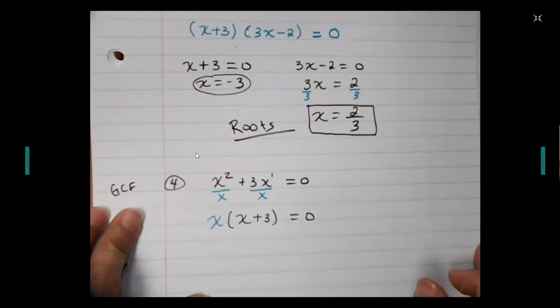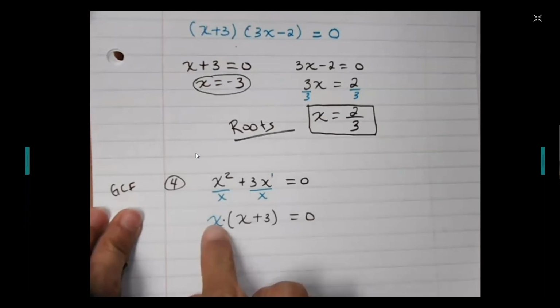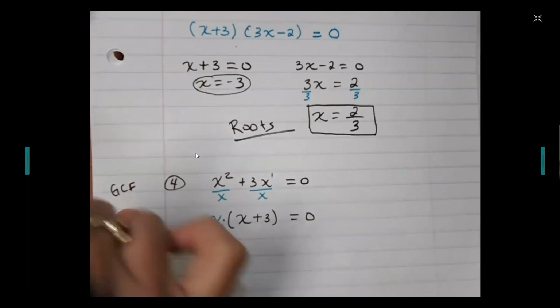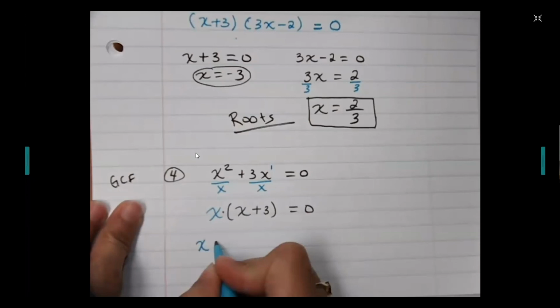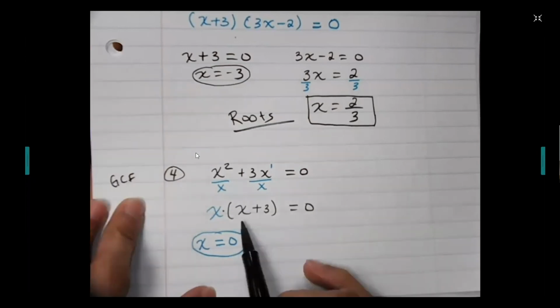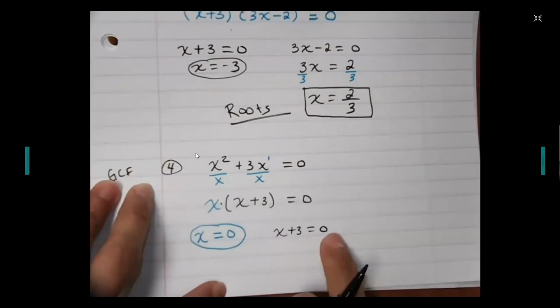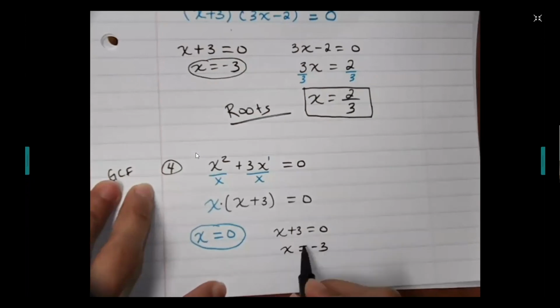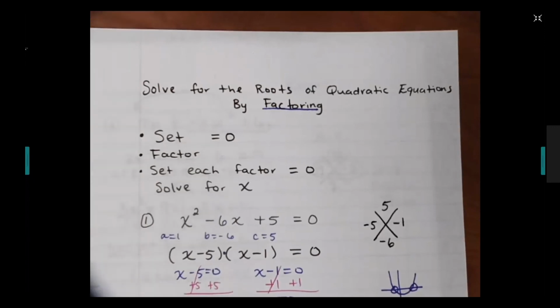Well, you technically still have two factors. It's x times x plus 3. So x is a factor, x plus 3 is a factor. So you still set each one equal to 0 and solve for x. x equals 0. That's already solved for, so you don't have to solve anything. So one of your roots is at x equals 0. Take your second factor, x plus 3. This one, just subtract 3 on both sides and you get x equals -3. Make sure it's set equal to 0, factor the trinomial, and then set each factor equal to 0, solve for x. And that's how you solve for the roots by factoring.